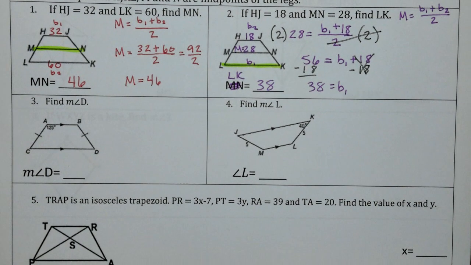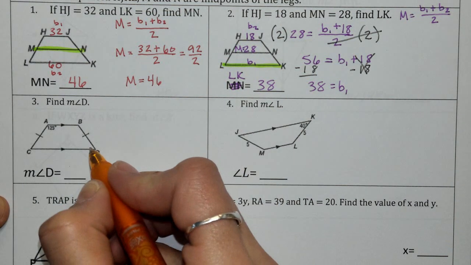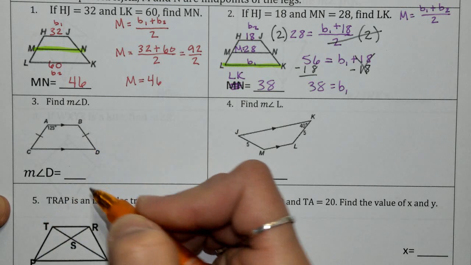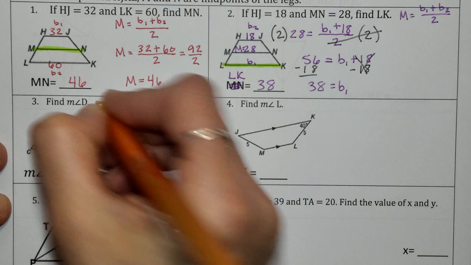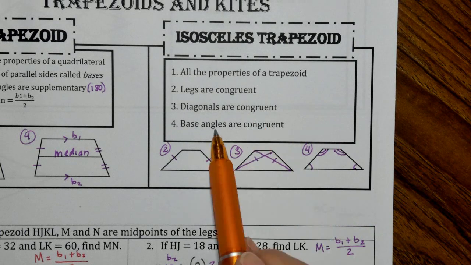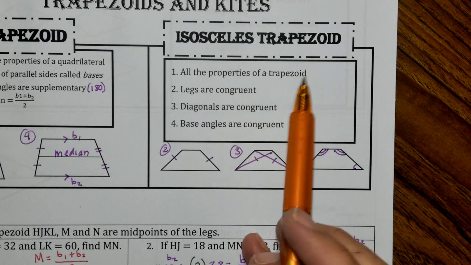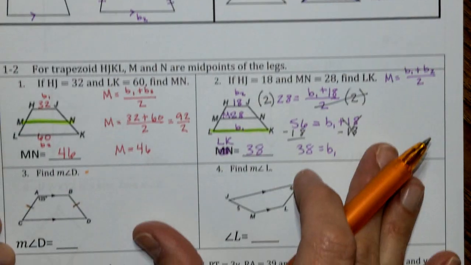All right. So number 3, we're now going to use some more properties, other than just our median formula. Here we want to find the measure of angle D. Well, there are a couple of different things we need to remember. First of all, we have these congruent marks here, so this means we are dealing with an isosceles trapezoid. The first thing we'll look at is the regular trapezoid property: your leg angles are supplementary.